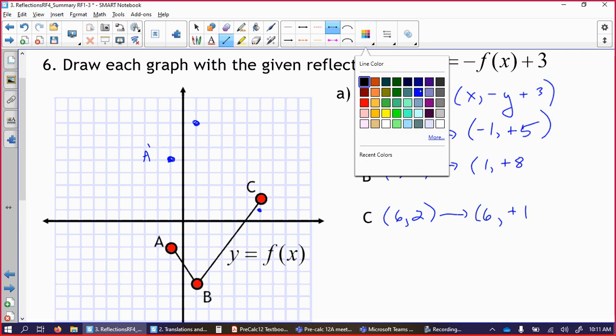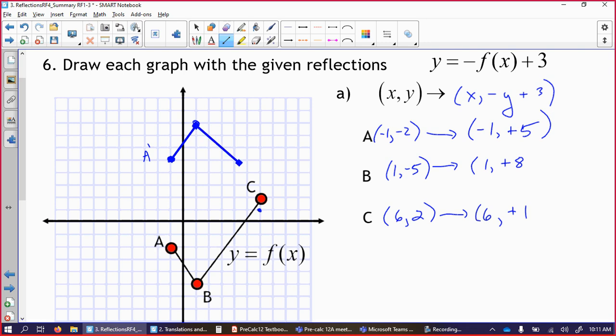I can change my color. I'm using blue now, so A. Oh, I've got to label my points, sorry. B prime, C prime. So if you calculated the slope between B and C or A and B, this is 2 and 3, this is still 2 horizontally and 3. It's just been reflected and then shifted up 3.